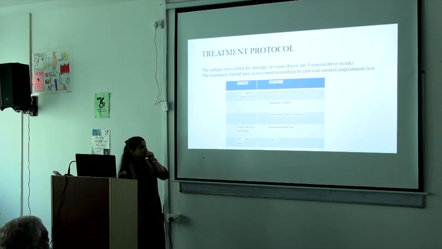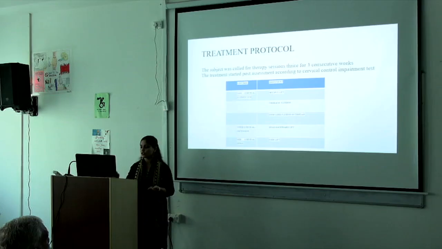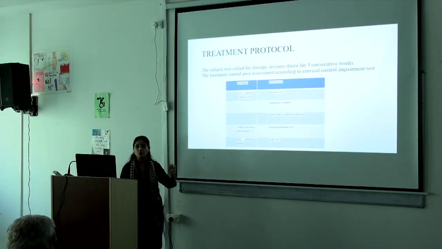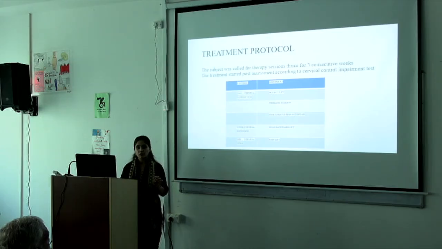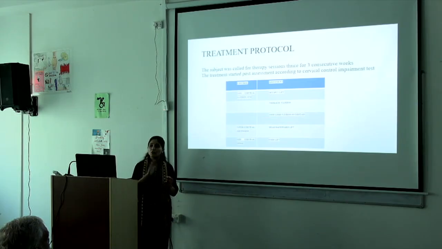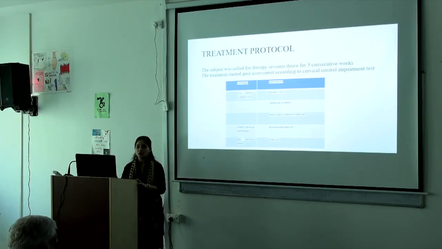Now, talking about this particular patient, this was the protocol that I have used for the patient. These are some of the kinetic control exercises that I have finalized after assessing the patient. So my patient was called for 3 sessions for 3 consecutive weeks. That means alternate day sessions were given to the patient. I have done all the exercises in presence of the physiotherapist and the patient was not allowed to do the exercises on their own. The treatment started post-assessment according to the cervical control impairment test.